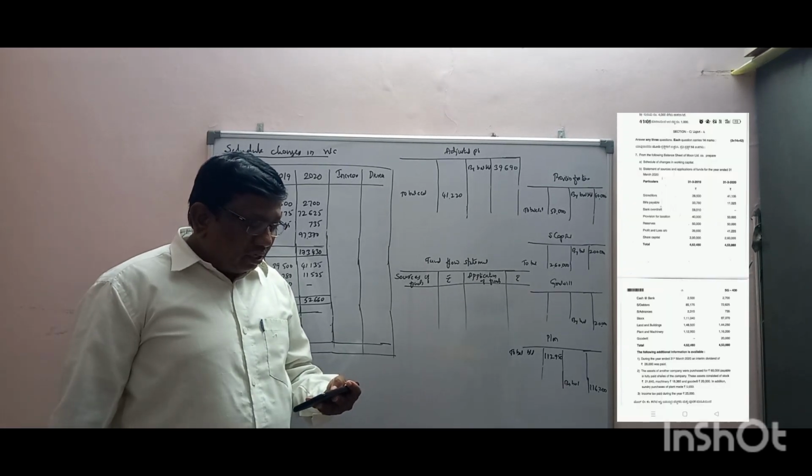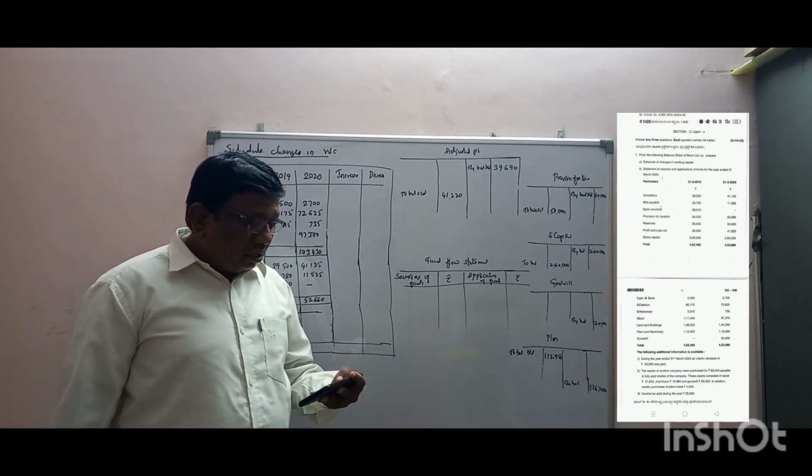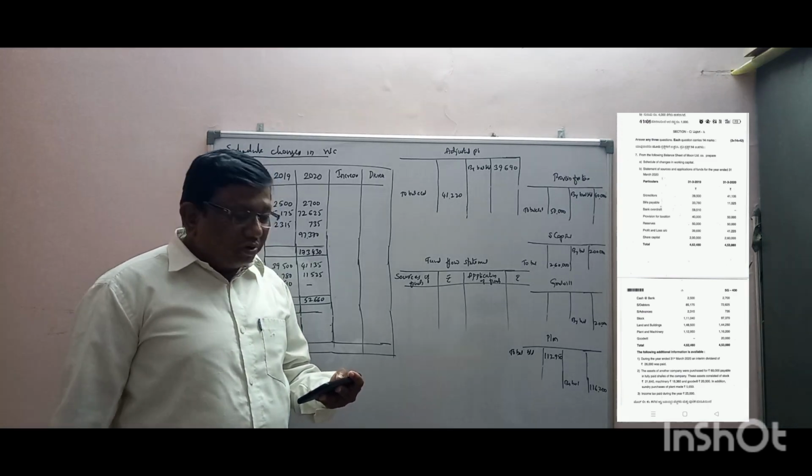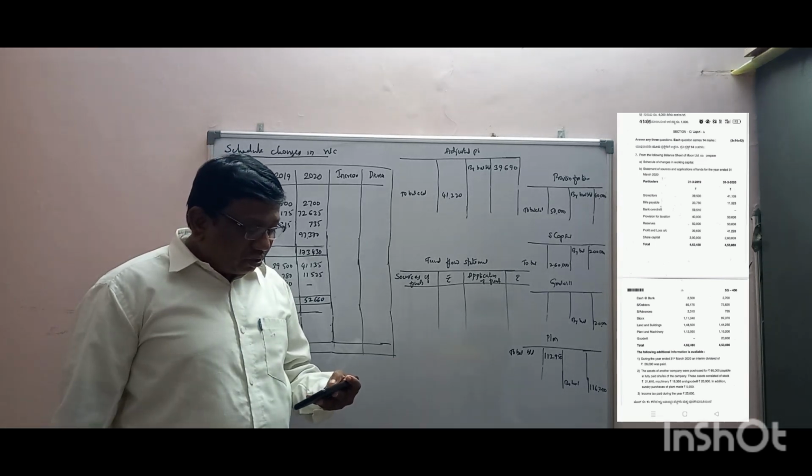For the following balance sheet of Moon Limited Company, prepare the schedule of changes in working capital, then the statement of sources and application of funds. This is related to the funds flow statement. I'll read out the adjustments first.